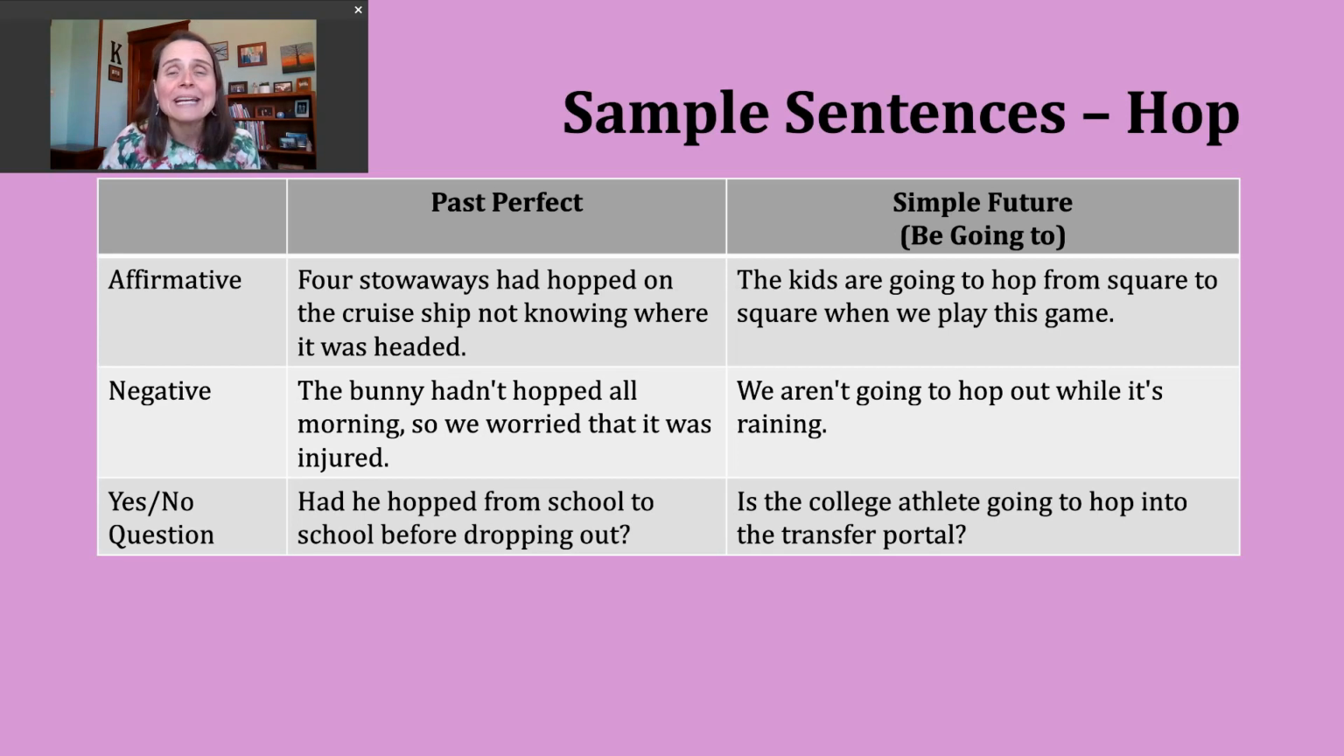Now let's talk about negative simple future sentences. Again, we pay attention to our subject. Then we use the form of be that matches it. After be, it is going to be not, then going to, and the base verb.